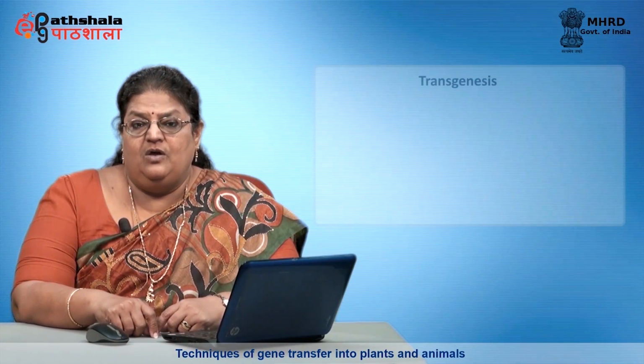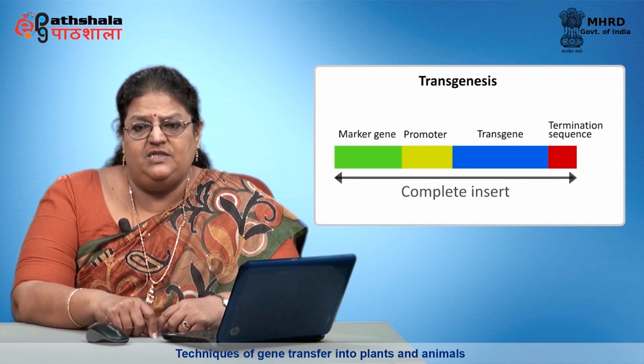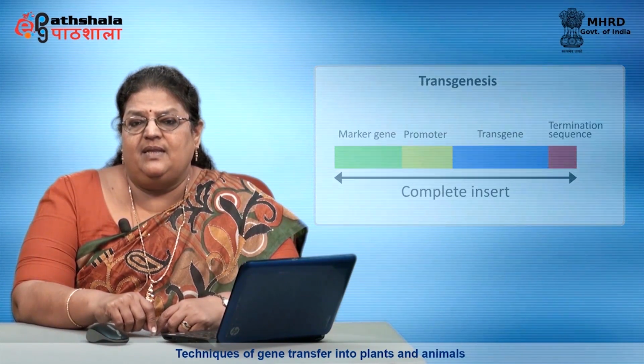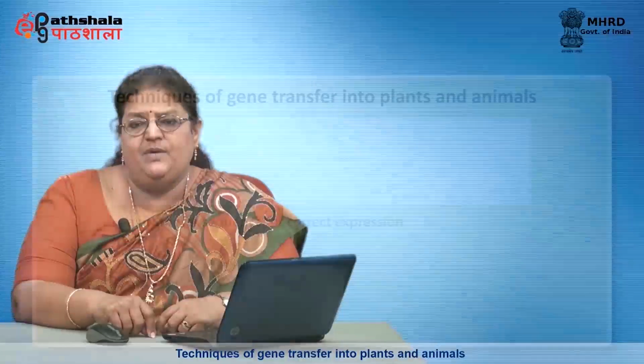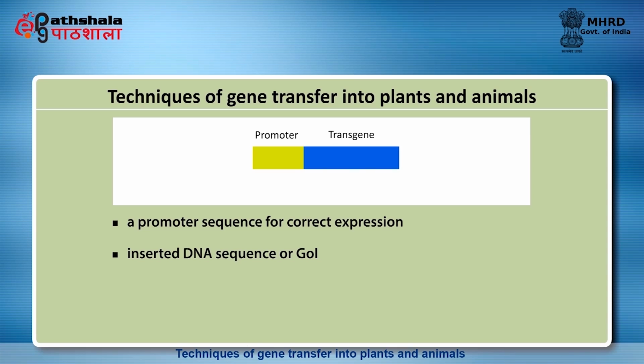The newly inserted DNA sequence that leads to the formation of a transgenic organism is called a transgene. For successful integration and expression, a transgene should possess some specific components. They are a promoter sequence for the correct expression of the transferred gene of interest, the actual gene of interest to be inserted. This is the portion that is called the transgene.